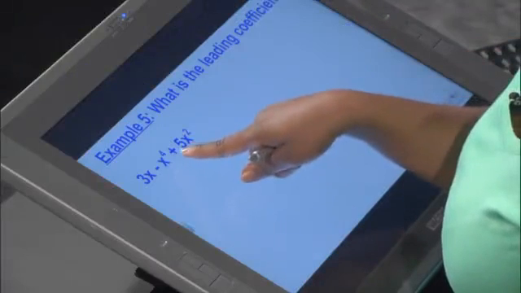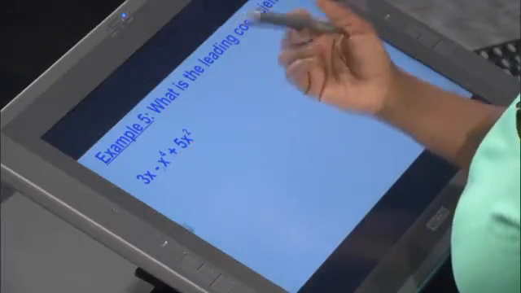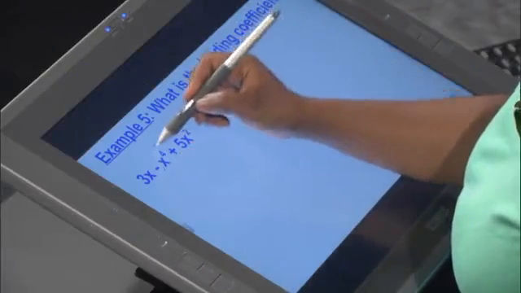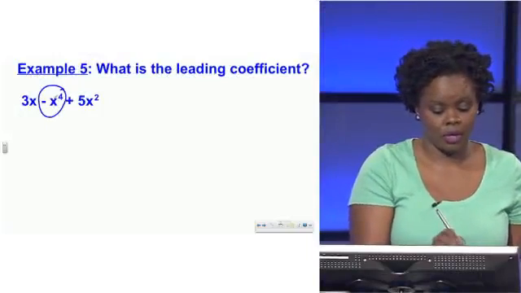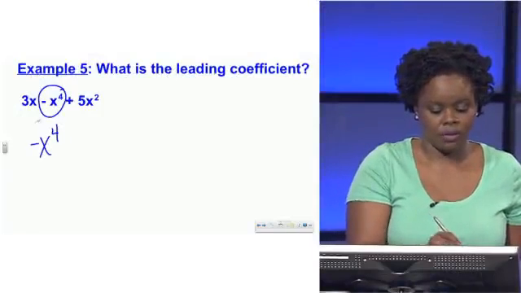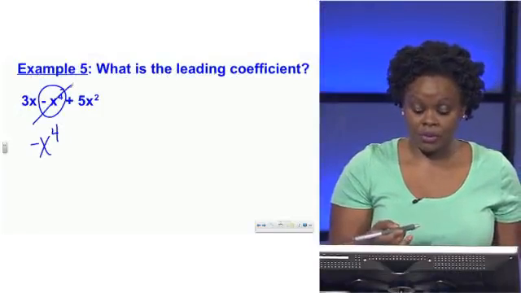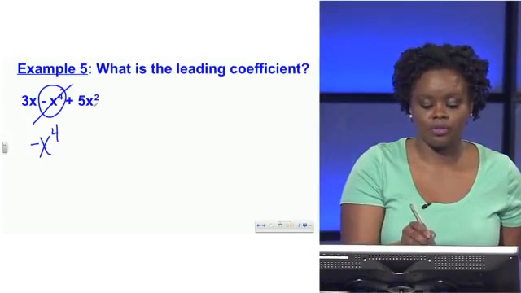And when polynomials are written in standard form, the exponents start from the largest and then go down the line. So I need to do some rearranging. That negative x to the 4th needs to be written first. So negative x to the 4th. All right, handled that. I don't have an exponent of 3, but I do have an exponent of 2.